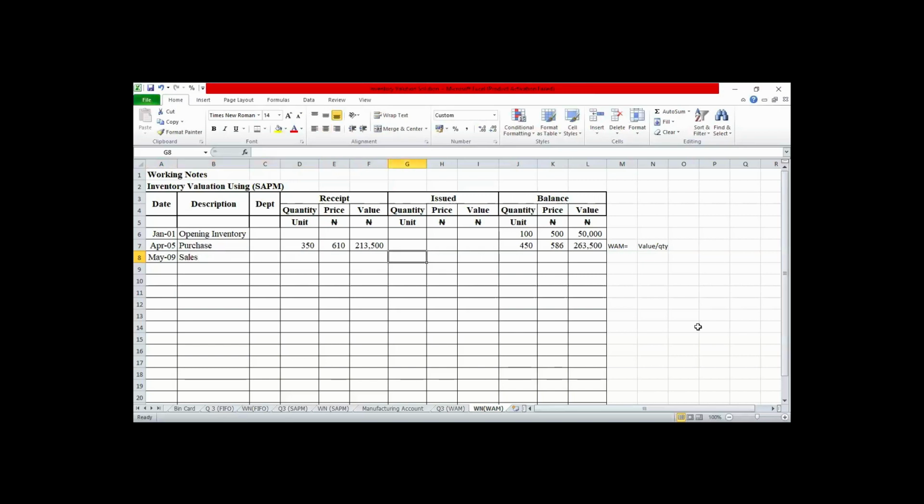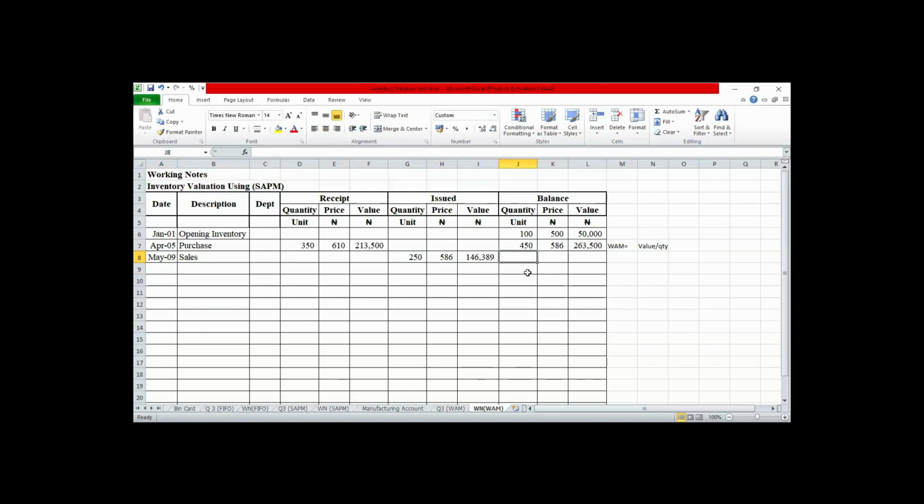How many units do we sell? 250 units. Then we take it out at the new price that we have as the weighted average price, 586. Is it clear? Then this equals 250 times 586. That gives us what?